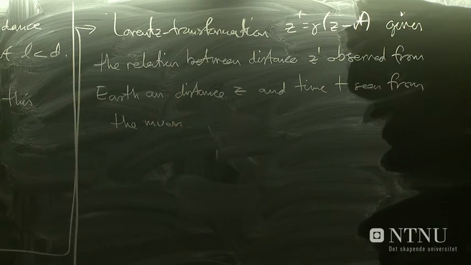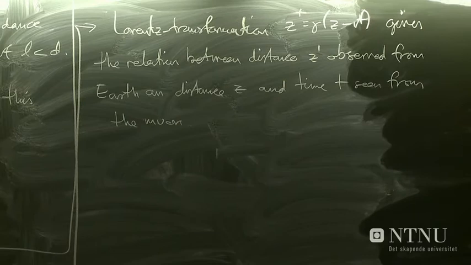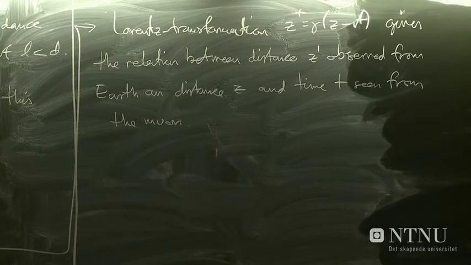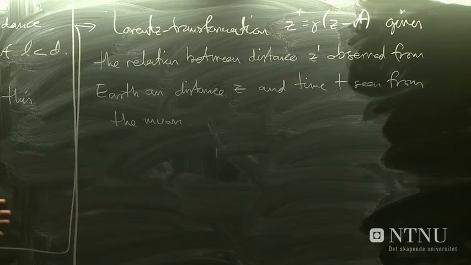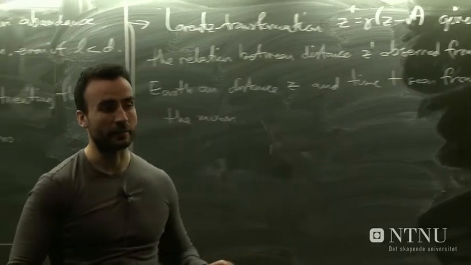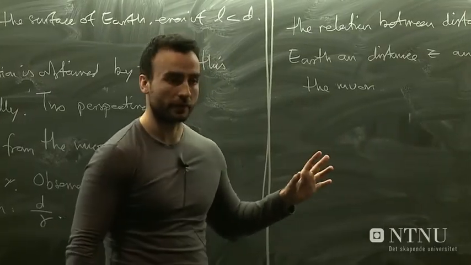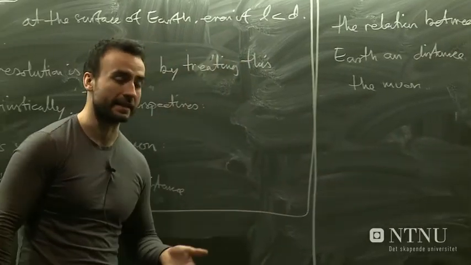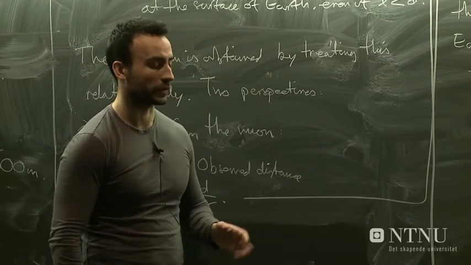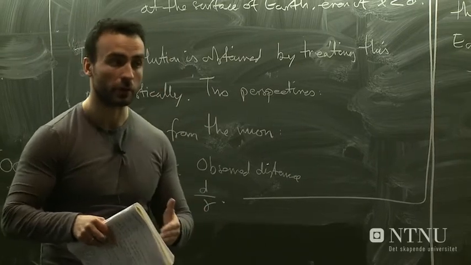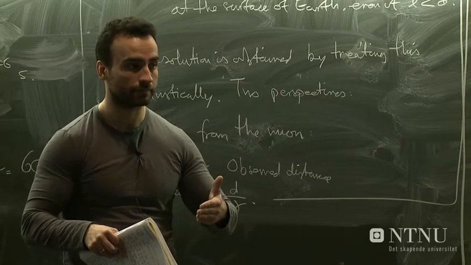So again, the fundamental equation that we can use here is just a Lorentz transformation, which we can choose again to be along the z-axis. And it gives us the relation between the distance z prime, as seen from the muon system, and as observed from Earth, the distance z and time t, as seen from the muon's rest system. So keep in mind that from the point of view of the muon, Earth is approaching us with a velocity v.